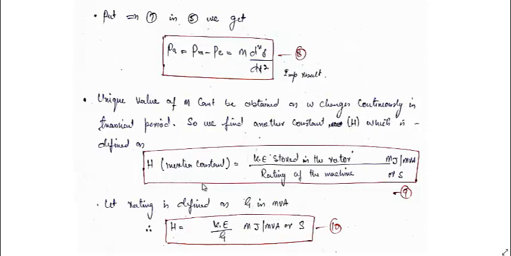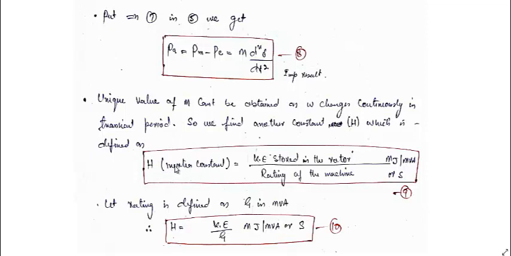So the rating of the machine is defined as g in MVA. So h will be equal to kinetic energy divided by g. Again the units will be megajoules per MVA or s, that is the seconds. So actually I want to replace this m in terms of h, so as to calculate this h, or usually h is given for the system or for the generator.